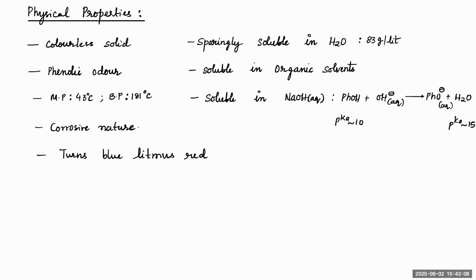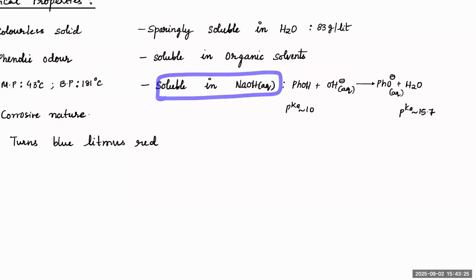Usually, what are the terms you should know? Phenols are colorless solids. It has a typical phenolic odor. It is less soluble in water. It is only giving 83 grams per liter, and it is soluble in organic solvents. It is soluble in NaOH, reason being the pKa value. Phenols are acidic in nature.